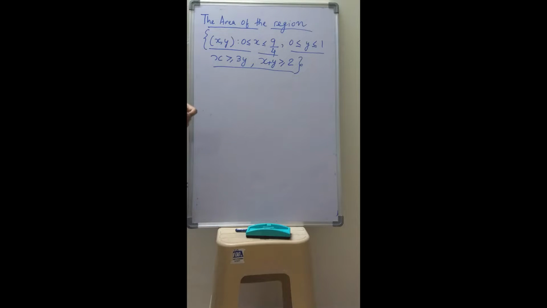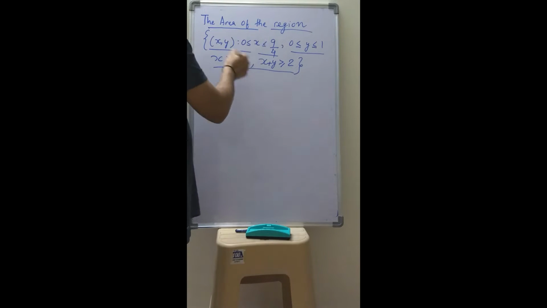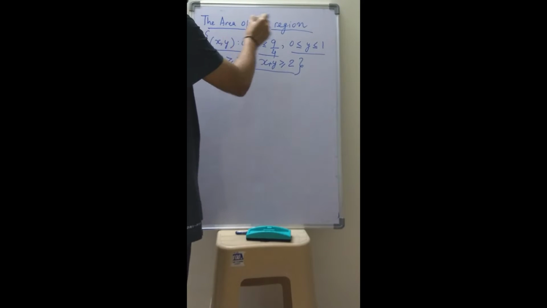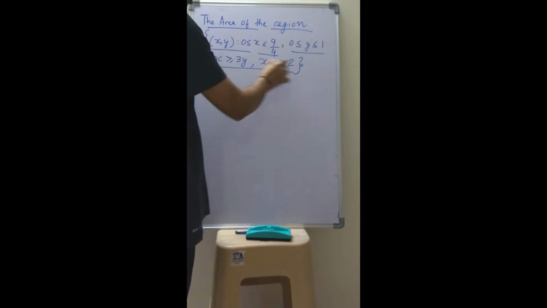This problem was also asked in JEE Advanced 2021. So let's try to solve it. First of all, in this kind of problem, what do we do? First of all, it says area of the region represented by all of this.